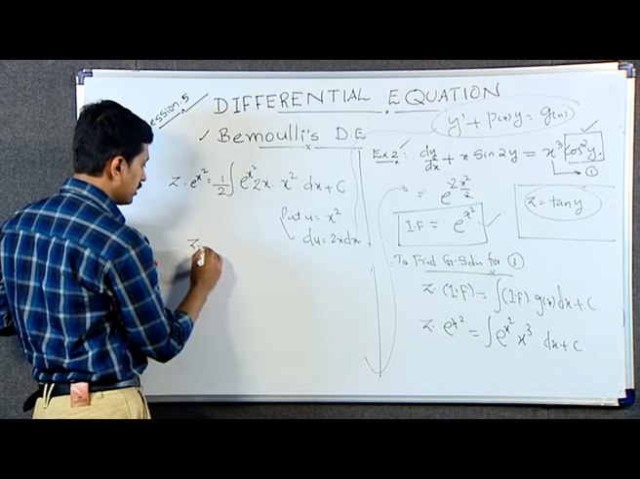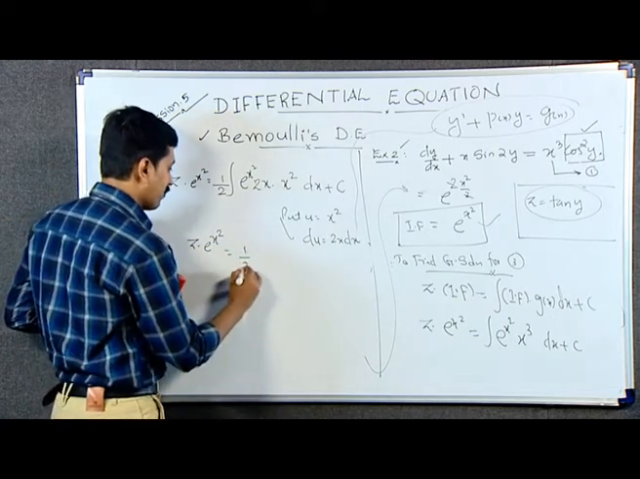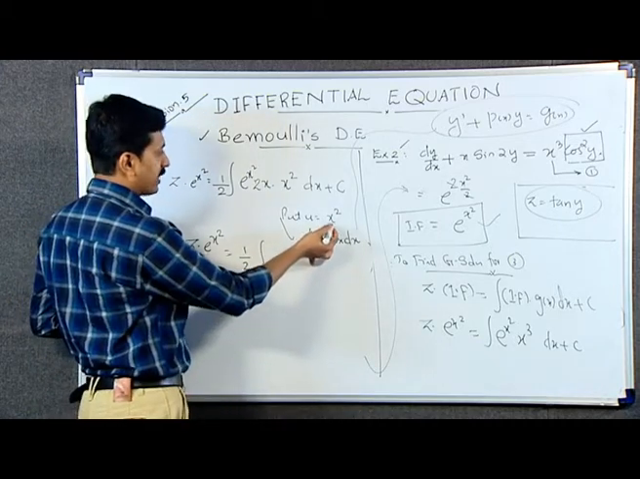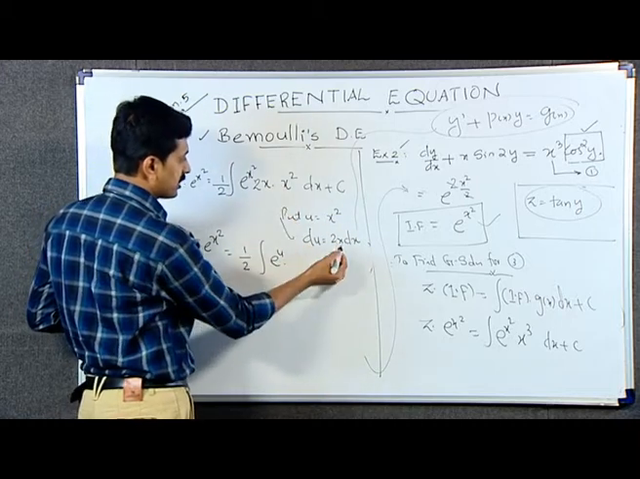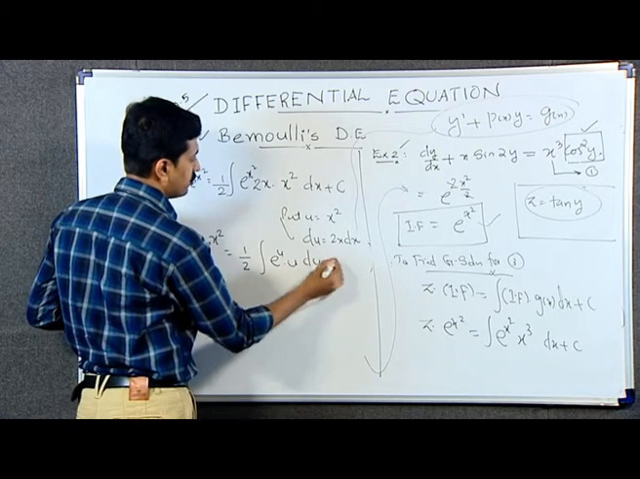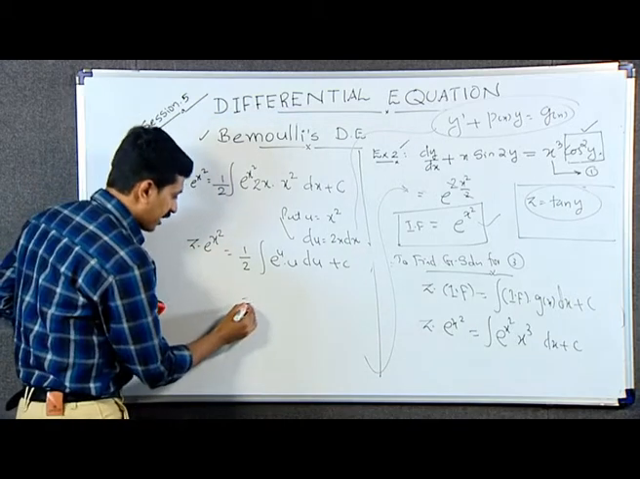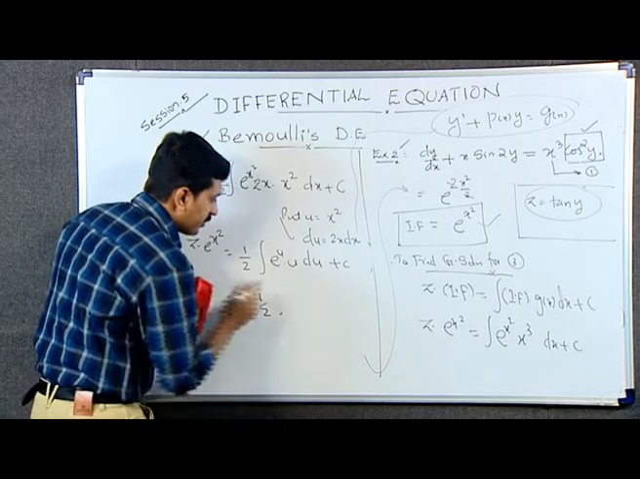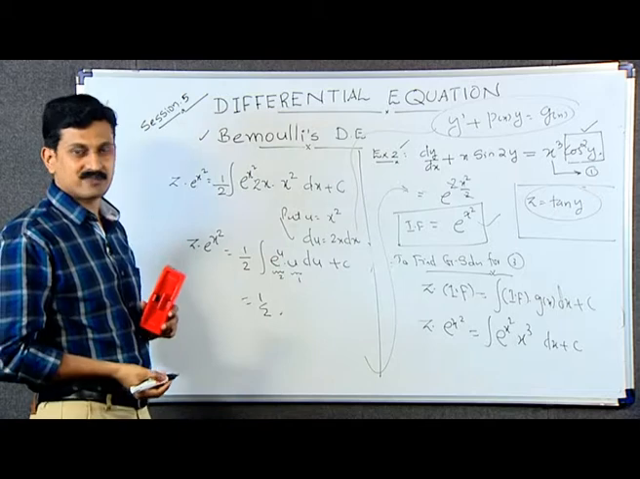Therefore, this equation is z e raised to x square is equal to 1 by 2 into integral of e raised to u, since x square is u, and 2x dx is du, so e raised to u du plus c. We can rewrite this as 1 by 2 into integral of, I am treating u as the first function and e raised to u as the second function.